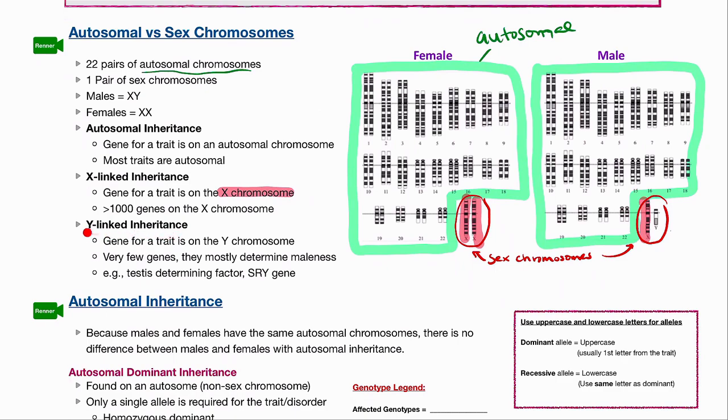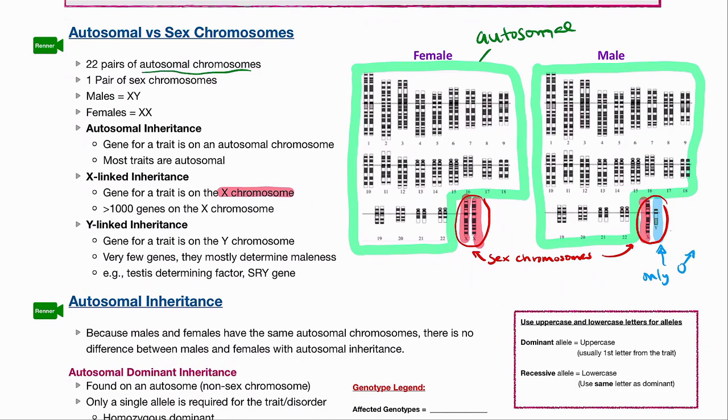And then Y inheritance. Okay, Y inheritance is when the gene we're talking about is on the Y chromosome. So only the males are going to be affected by Y inheritance. Females are completely unaffected. So only males, that's the male sign, are affected by the Y inheritance. Okay. Now, the Y chromosome is quite small.